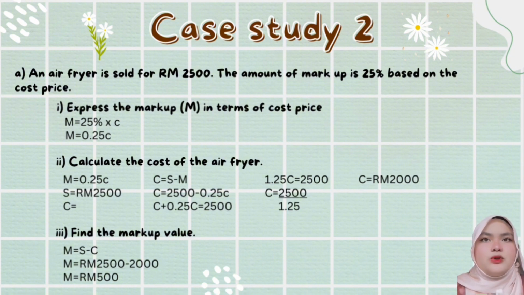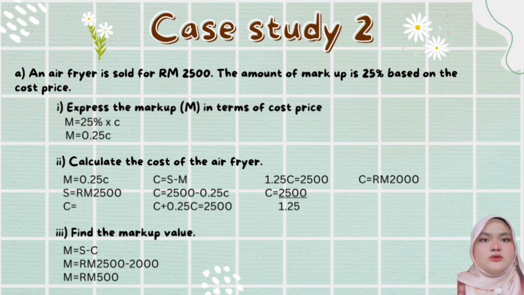Replace the values in the formula. C equal to 2,500 minus 0.25C. To find the value of C, I move the 0.25C to the front. So C plus 0.25C equal to 2,500, and I got 1.25C equal to 2,500. Next, I move 1.25 to the right. So C is equal to 2,500 over 1.25, which is 2,500 divided by 1.25. The answer is C equal to RM 2,000.